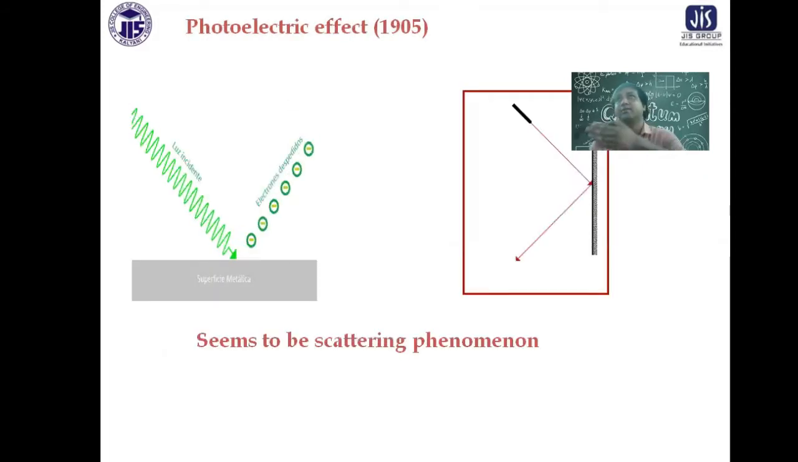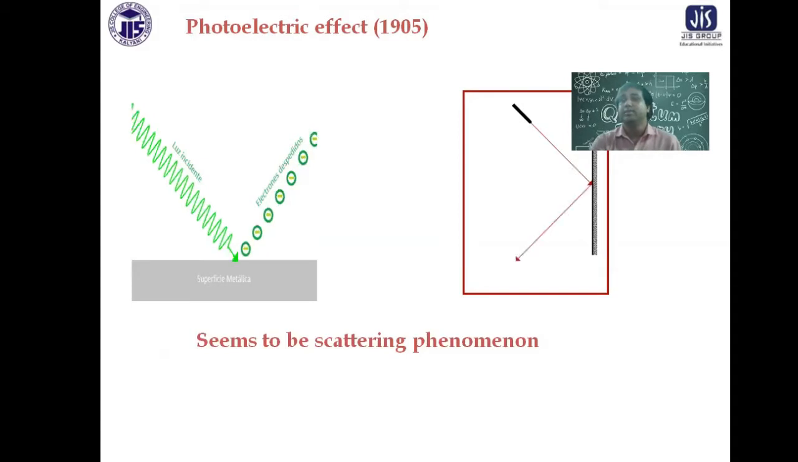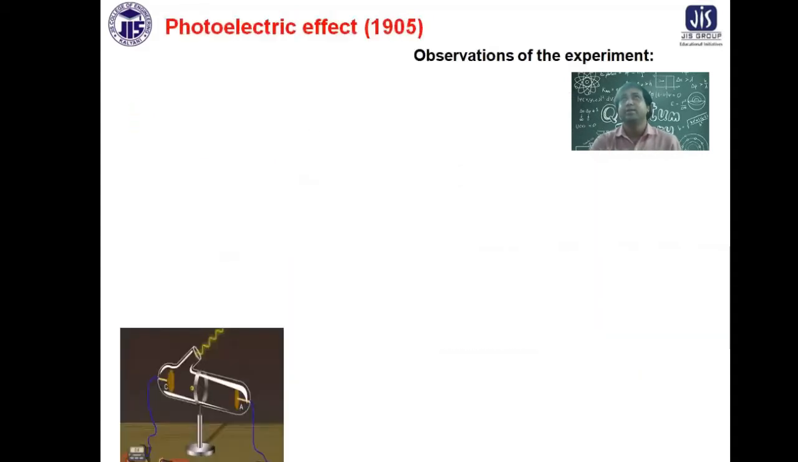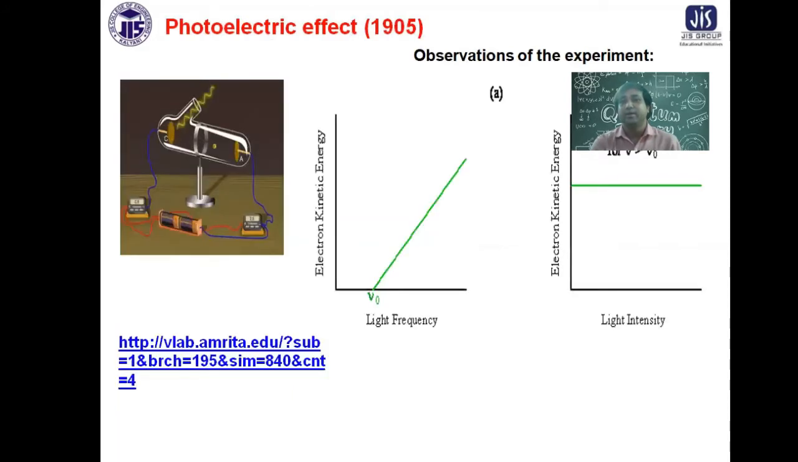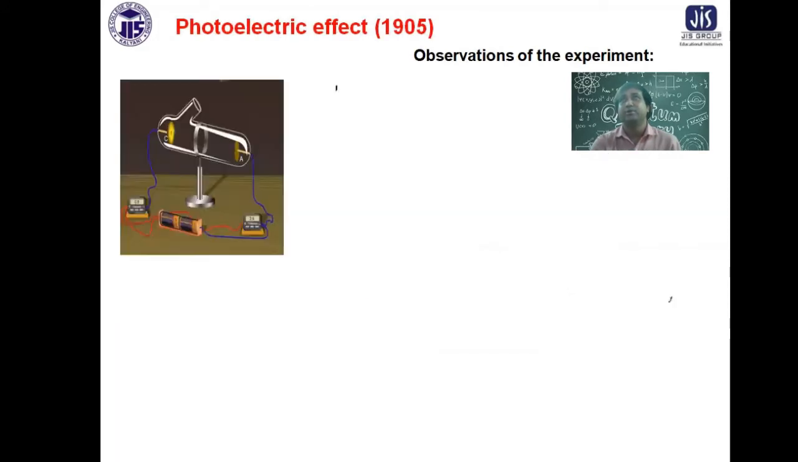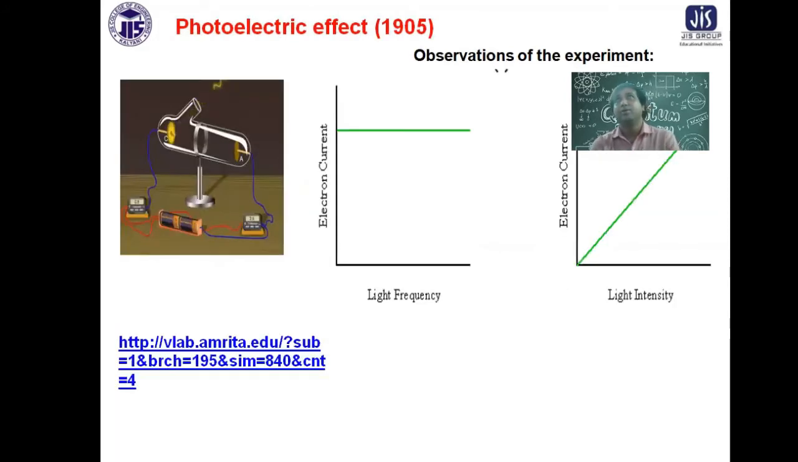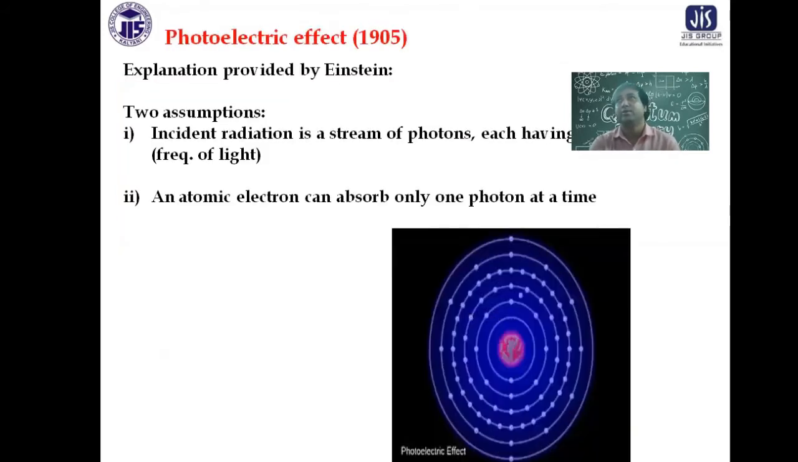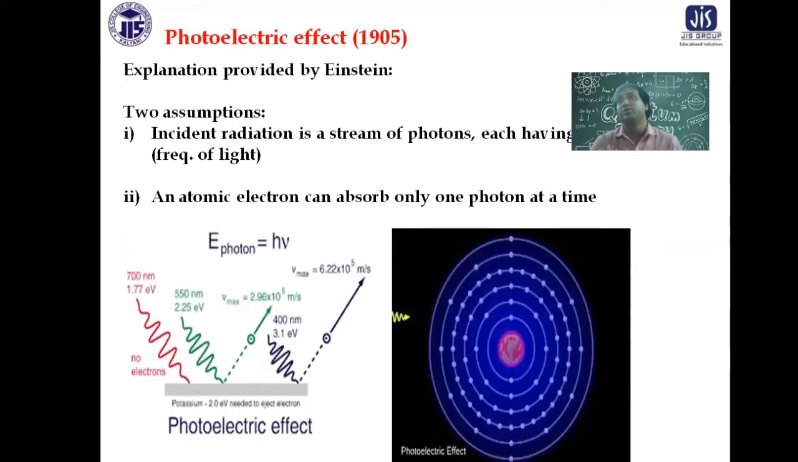Initially we thought it was a scattering process, but in a scattering process we should get a reflected beam. Rather, you get electron emission, so there must be something else happening. That was explained by Einstein. The incident radiation coming in is basically a stream of photons. Each photon has h nu amount of energy. So the photons are hitting the electrons. It is a photon-electron collision process.